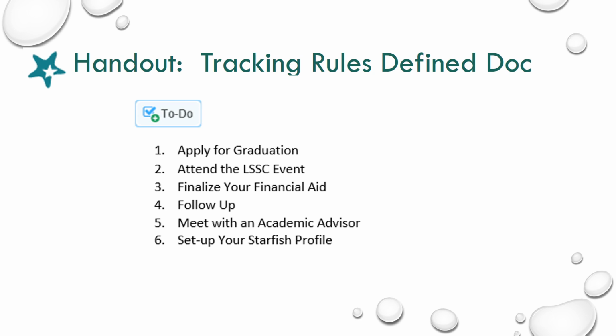Starfish also allows faculty and staff to assign a to-do item to a student. Again, here's a sampling of some of the to-do items we have set up so far. The nice thing about to-do items that faculty are sure to love is there's a note feature that allows you to be very specific. For example, let's say you were going to give extra credit for students to attend an LSSC event. You can indicate what the event is, the time, the date, in order to make the to-do item more meaningful to the student.